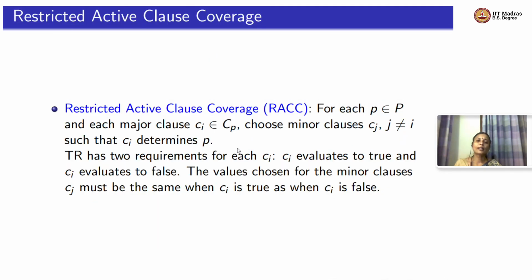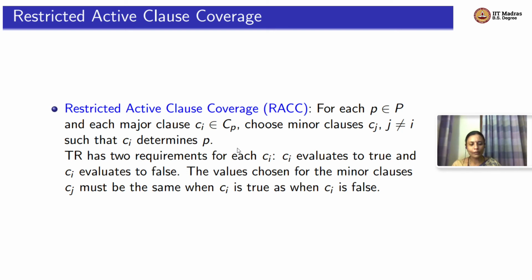The next is restricted active clause coverage. For each predicate P in P, each major clause CI in P, choose minor clauses CJ such that CI determines P. This part is the same. The test requirements have two parts.